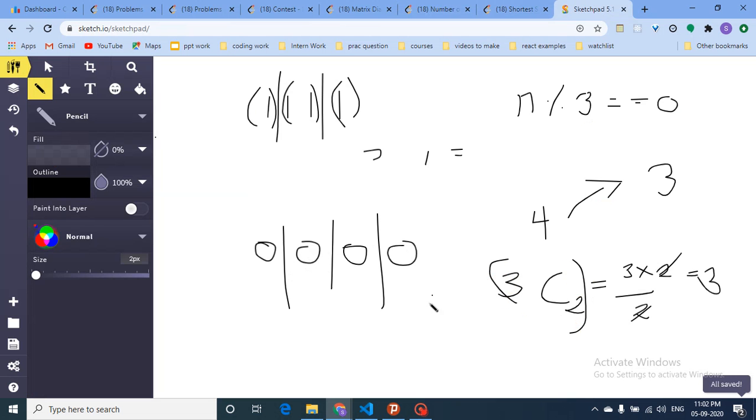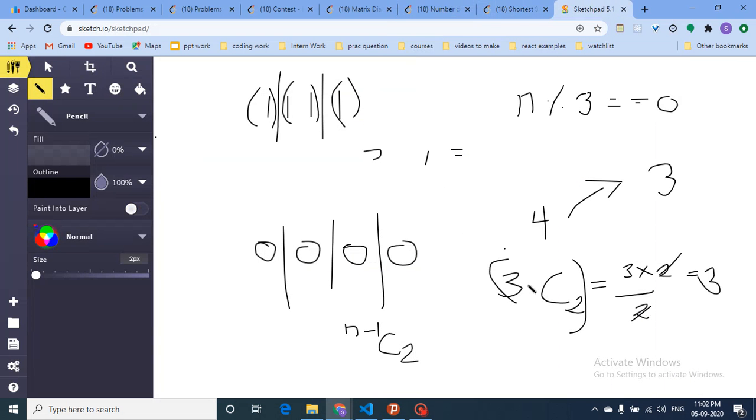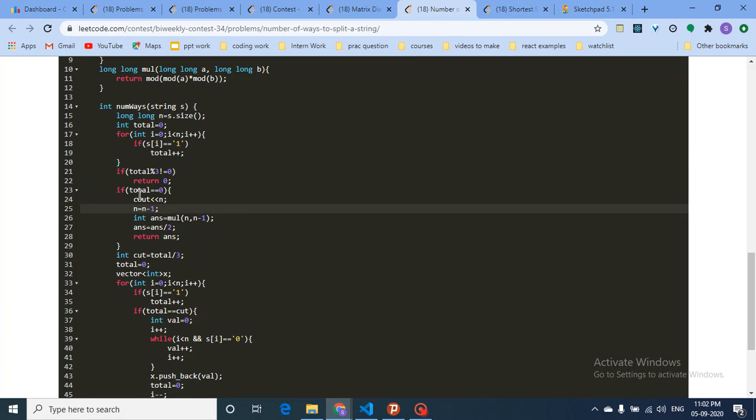3C2 means choosing from how many zeros there are. So if everything is 0 and the total length is n, the answer is (n minus 1) C 2. That's the logic for when everything is 0. So first n minus 1, and then you just have to multiply n into n minus 1, because I have subtracted n. It is n into n minus 1 divided by 2. That's the answer if everything is 0.